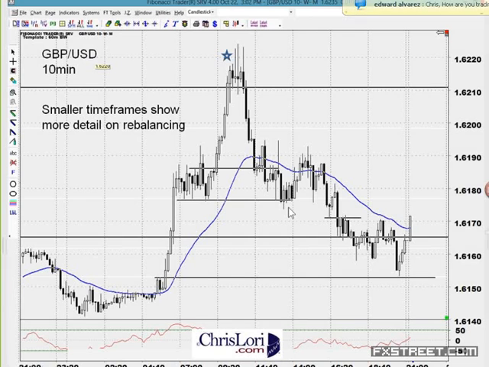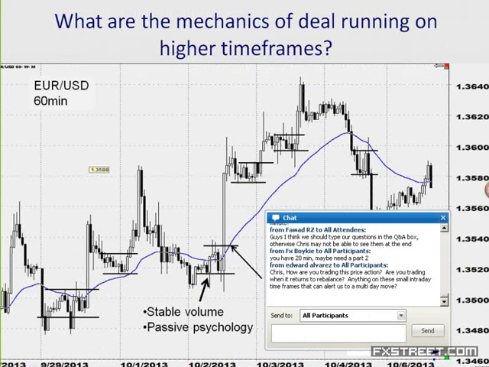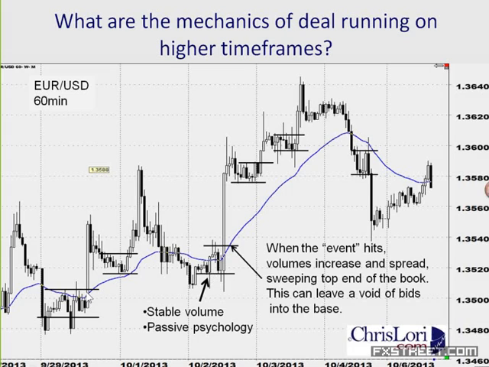I want to talk about this. This is on a higher time frame. So here's the 60-minute chart, where we see this pattern play out multiple times just on this one chart. We see it almost every single day in the recent market environment. We see it repeatedly. We have stable volume, where psychology is fairly passive.